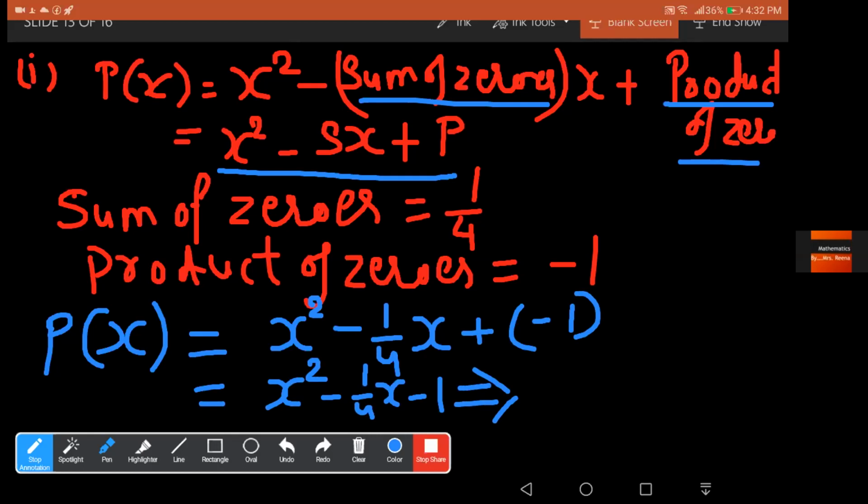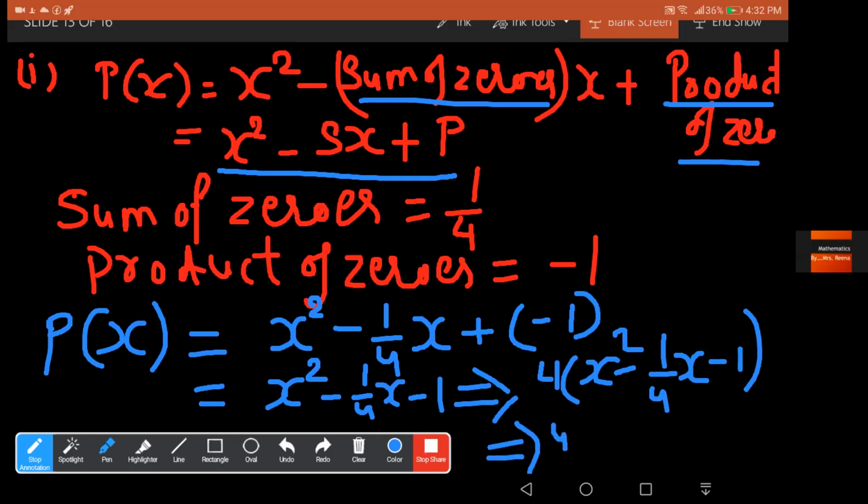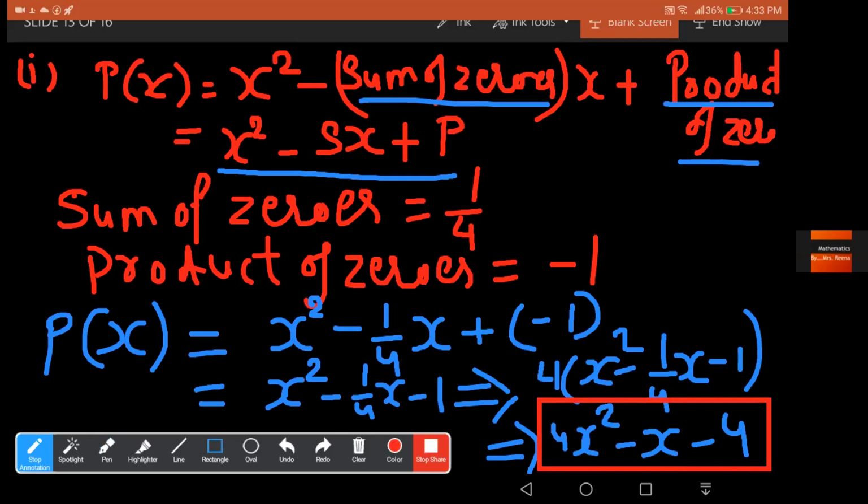मतलब सारे ए बी सी तीनों को अगर हम सेम नंबर से मल्टीप्लाई या डिवाइड करें तो भी कोई फर्क नहीं पड़ेगा. Yes. So what we will do, I will multiply this whole equation by 4, then I will get x square minus 1 by 4 x minus 1. So our answer will be 4x square minus x and minus 4. So this is our required answer. Okay. So keep one thing in your mind.